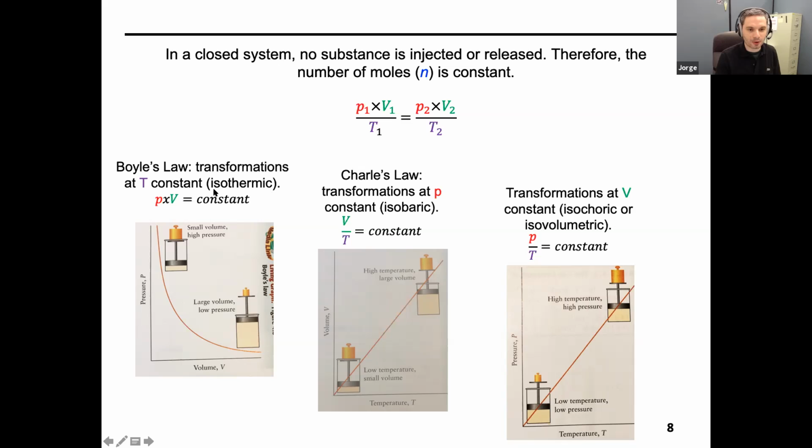If we analyze the word, iso means equal, and thermic comes from temperature. Therefore, gas transformations that occur at constant temperature are also called isothermic. The meaning is that the initial temperature is going to be equal to the final temperature.